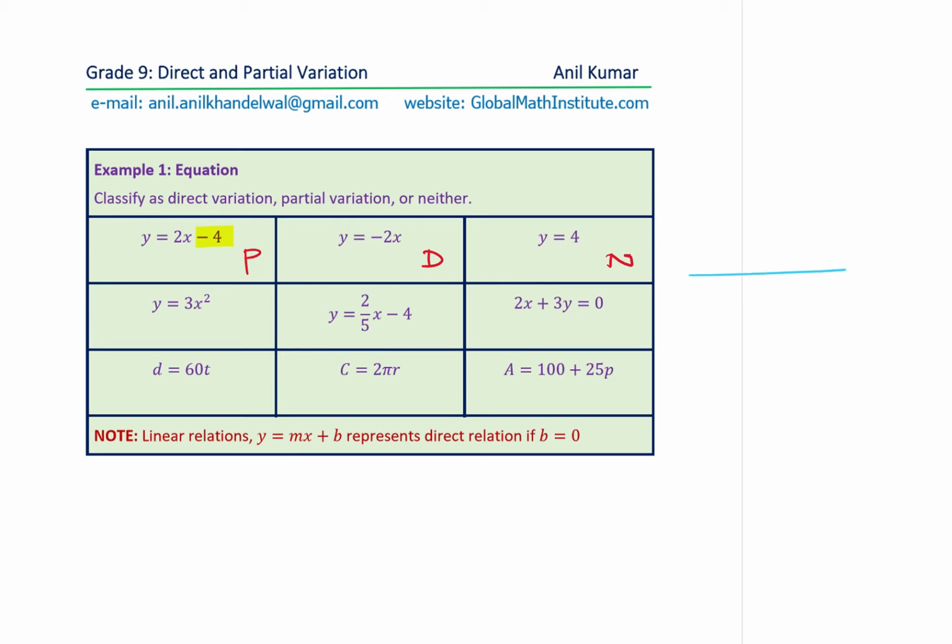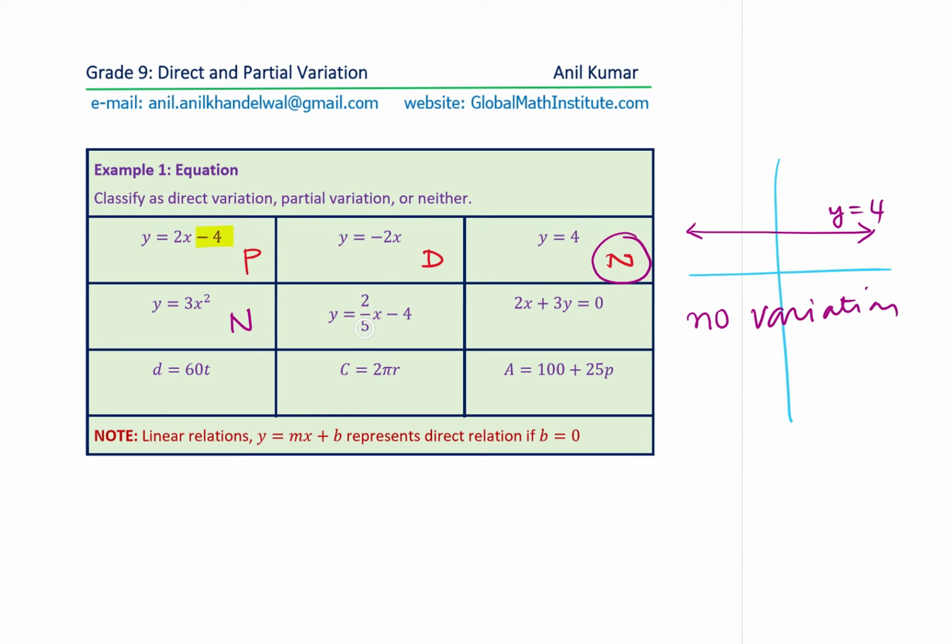y equals 4 represents a horizontal line which is not varying at all. Do you see this is y equals 4? There is no variation. So this straight line does not qualify for direct or partial variation. Correct? Therefore, it is neither. You get that. Now, the next one is y equals 3x squared. This is also neither since this is non-linear.